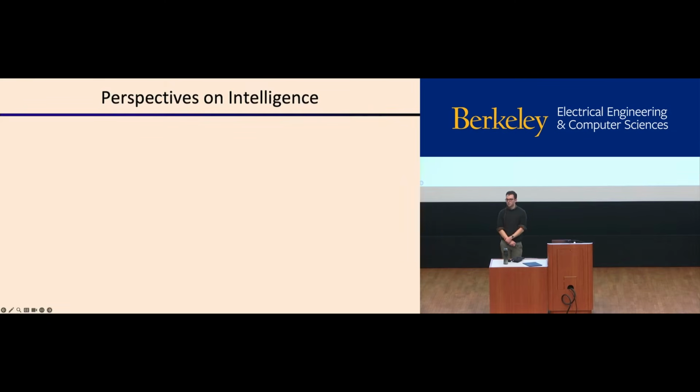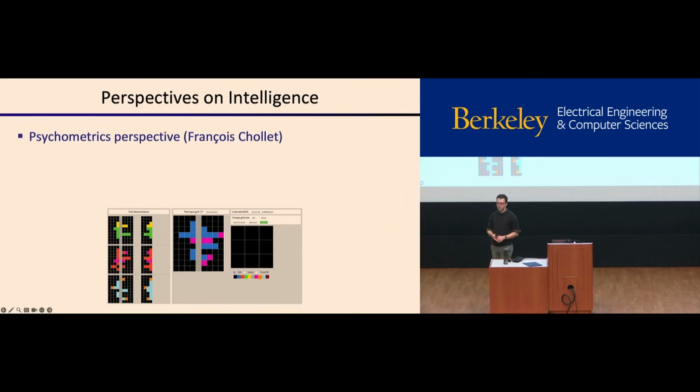Other perspectives on intelligence, I think one of my favorites is this psychometrics perspective. This is advocated by Francois Chollet, among other people. Essentially, the idea is, if we want to measure intelligence, why don't we measure it like we try to measure intelligence in other creatures like humans? We could subject these AI systems to an IQ test, give them these sort of pictures and make them complete these tasks.